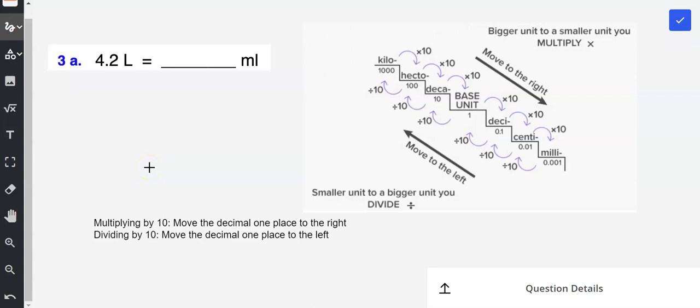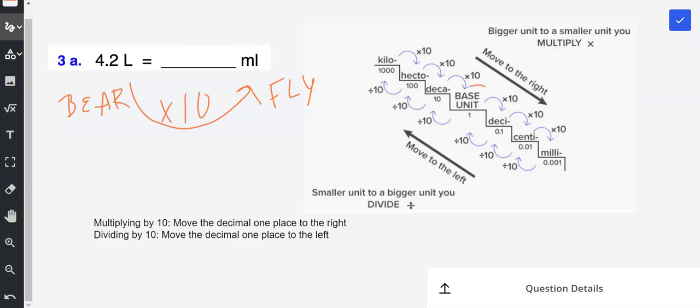In this next example, we're changing liters to milliliters. So we're going from a larger unit of measure, so we'll call that the bear, to a smaller unit of measure, milliliters, we'll call that the fly. Bear to fly, we multiply. Now we just need to figure out how many times are we multiplying by 10 to get from liters to milliliters.